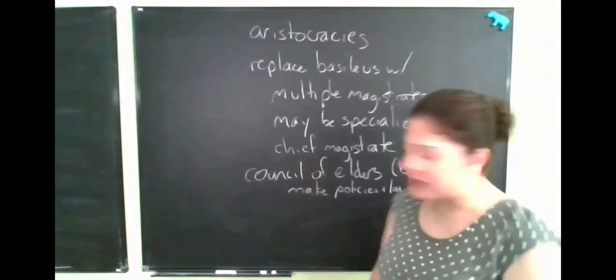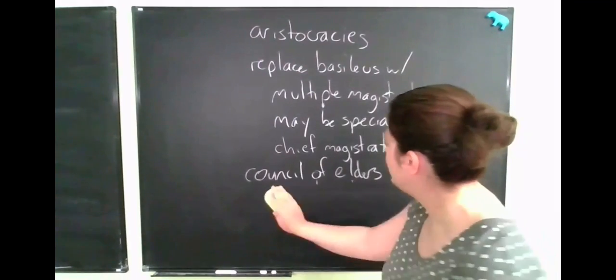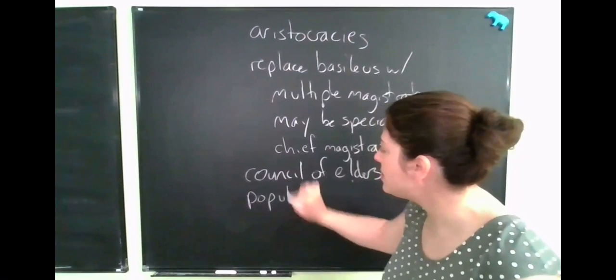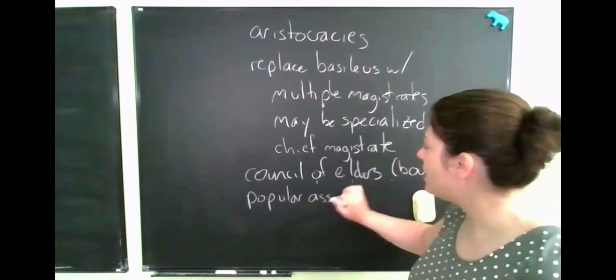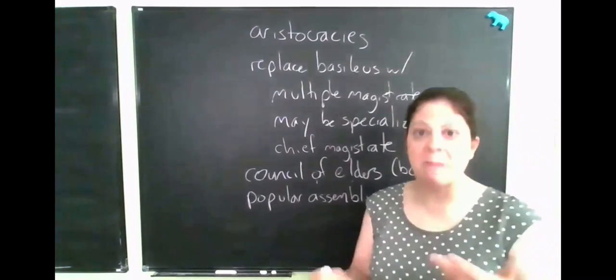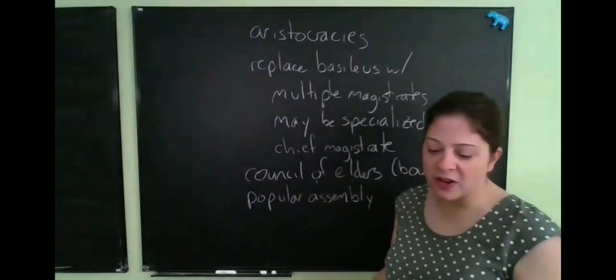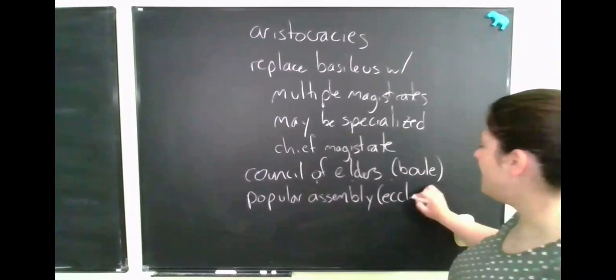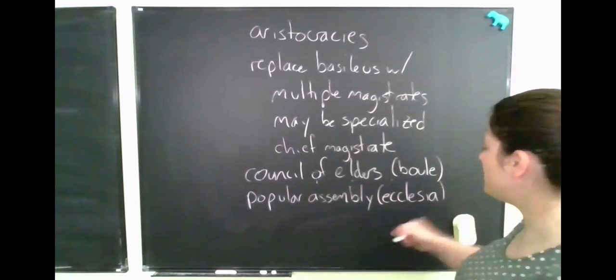Now, there also exists a popular assembly. I'm running out of room here. The popular assembly is essentially an assembly of the citizens, and this would refer to the adult free men of the polis who live there in that polis territory. This is known as the ecclesia, E-C-C-L-E-S-I-A. You'll sometimes see it spelled with K's, though.